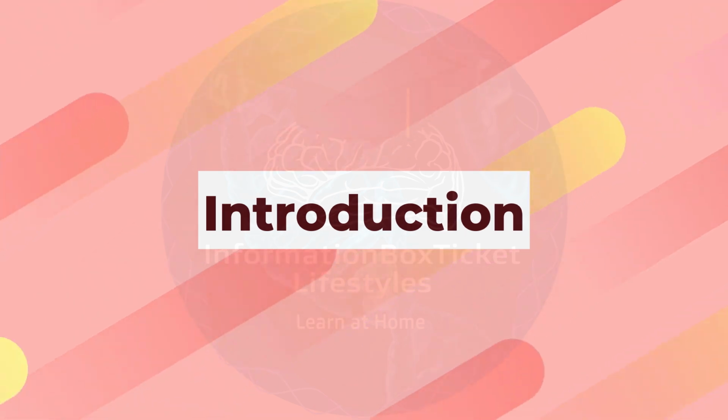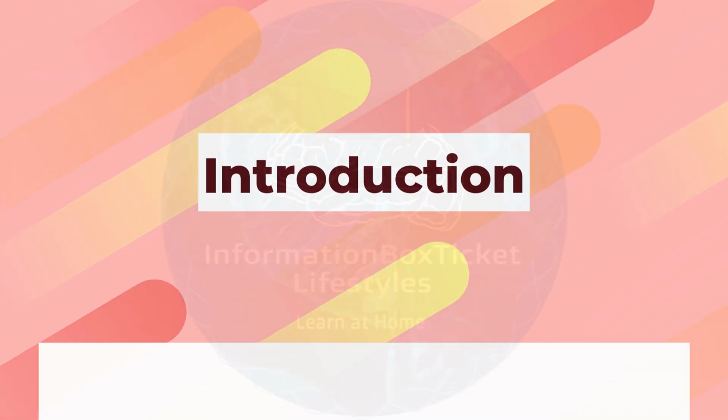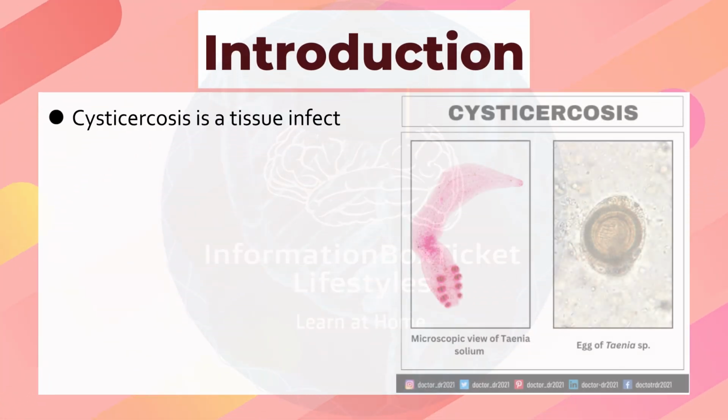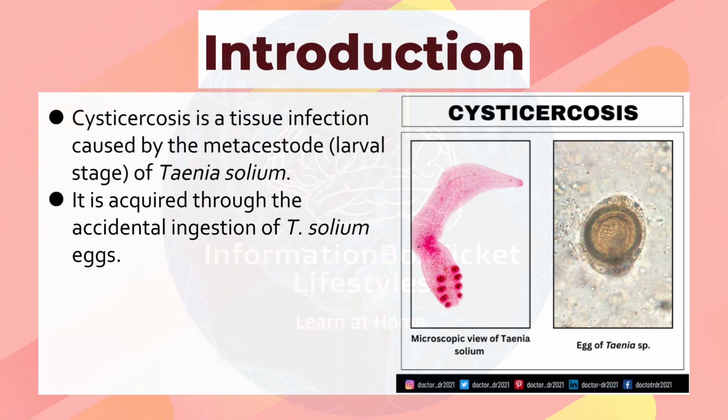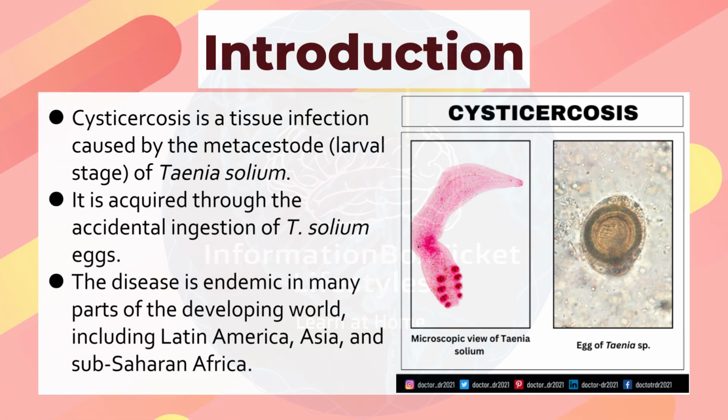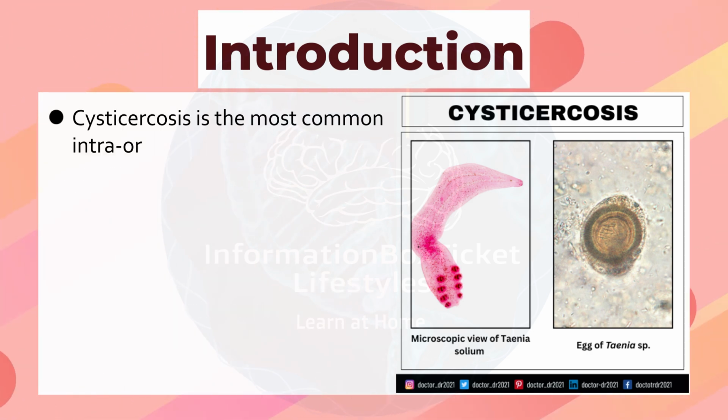What is cysticercosis? Cysticercosis is a tissue infection caused by the metacestode larval stage of Taenia solium. It is acquired through the accidental ingestion of T. solium eggs. The disease is endemic in many parts of the developing world, including Latin America, Asia, and sub-Saharan Africa.